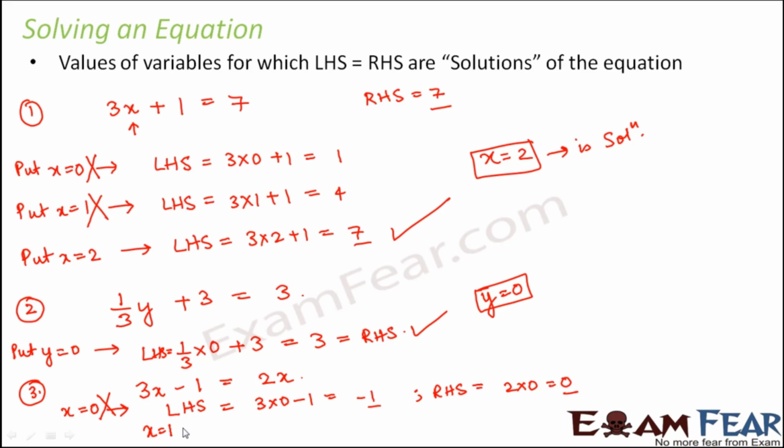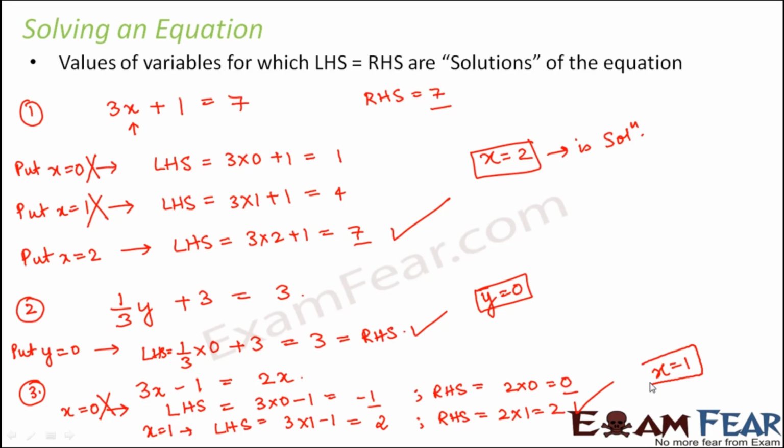Now let's try with x equal to 1. In this case, LHS will be equal to 3 into 1 minus 1, that is equal to 2. And RHS will be equal to 2 into 1, that is also 2. So LHS is equal to RHS, therefore x is equal to 1 is a solution for this equation. So this is basically what we mean by solution of an equation.